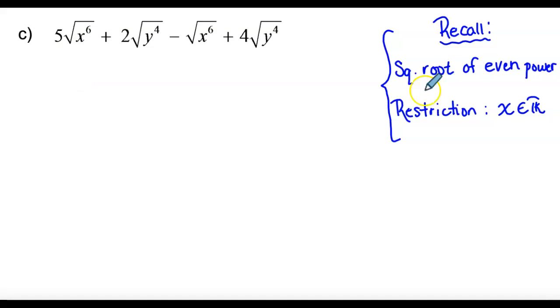So you should recall this little rule over here, that when you take the square root of an even power, your restriction is really just that x, or whatever variable you're dealing with, must belong to the set of real numbers. So it can be positive or negative. It can be 0. It just has to be a real number. So we are simply going to write that x must belong to the set of real numbers. And of course, we also have y, so we must state that y must also belong to the set of real numbers. And so that's it for your restriction.